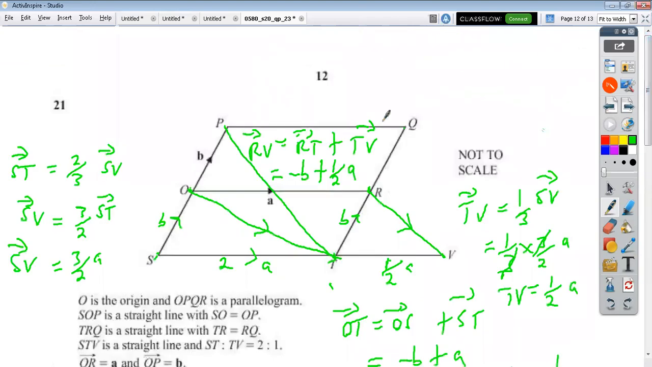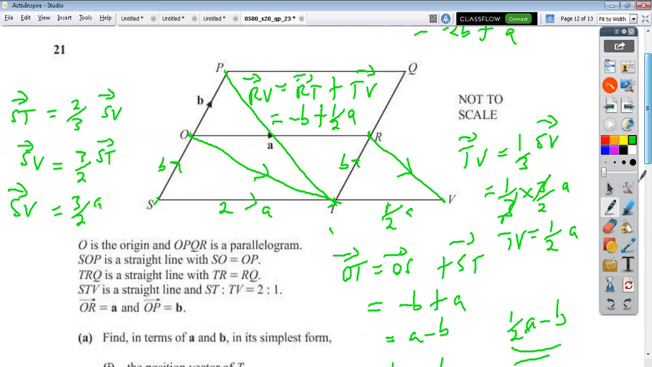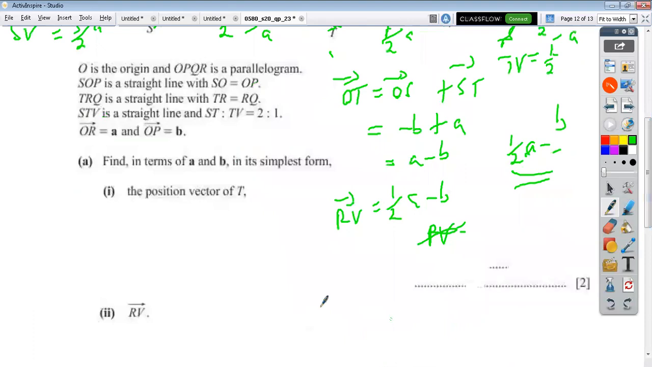Let's think in terms of vectors. How do I move from P to T? I move from P to S, then S to T. So I'm moving in the opposite direction. It's minus 2B plus A. Okay, PT is equal to minus 2B plus A.